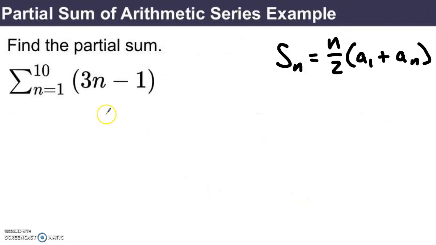Let's practice with an example. Suppose we wanted to find the sum of the terms of this arithmetic sequence, 3n minus 1. We wanted to find the sum of all the terms from the first term to the 10th term. I need to know three things to use this formula. I need to know how many terms there are, n. Well, if I start at the first term and I end at the 10th term, there are 10.